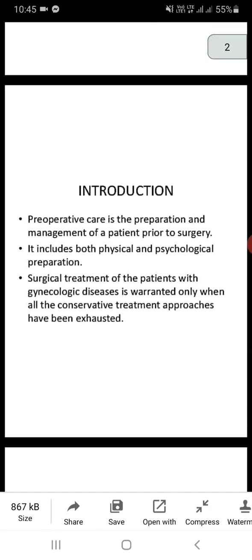Then coming to the introduction. Preoperative care is the preparation and management of the patient prior to surgery. Before doing the surgery, we are giving the care. It includes both physical and psychological preparation. We should explain the procedure, what physically we are going to do, and give psychological support.